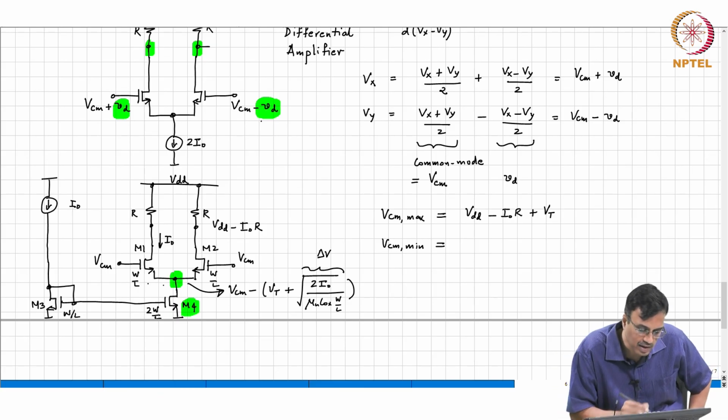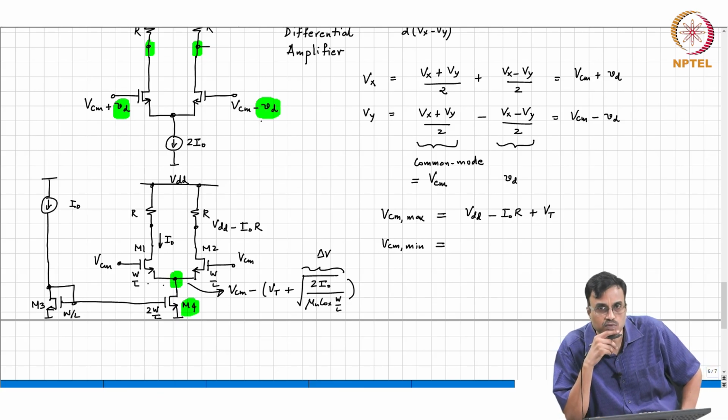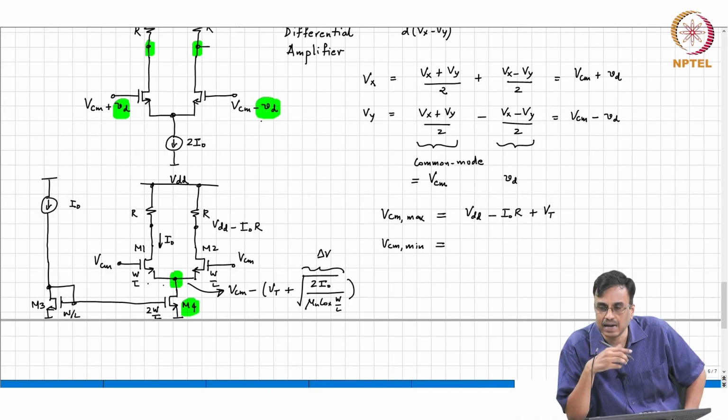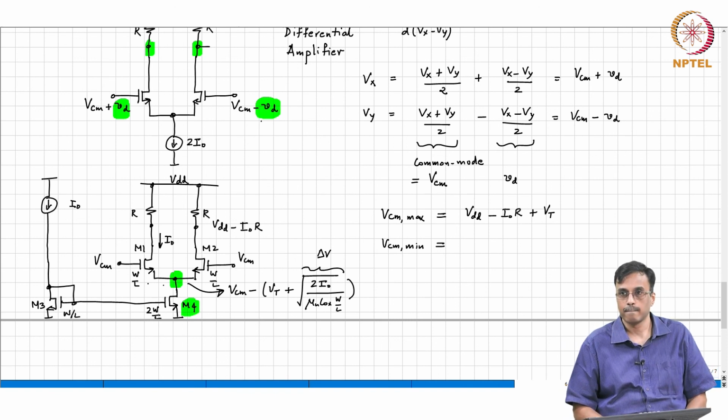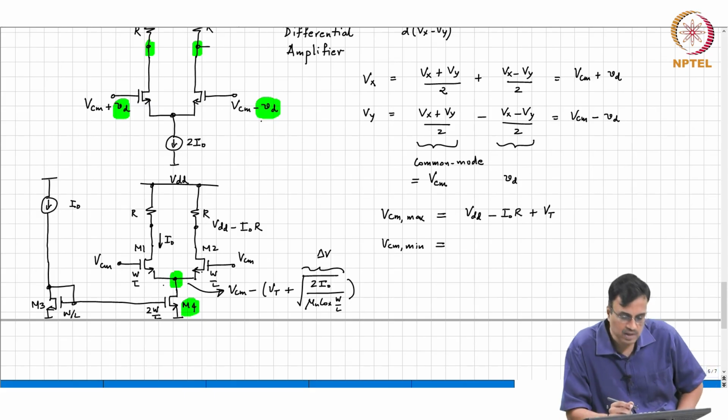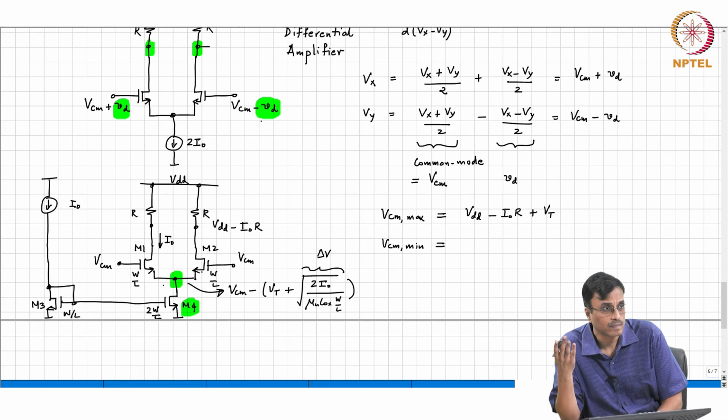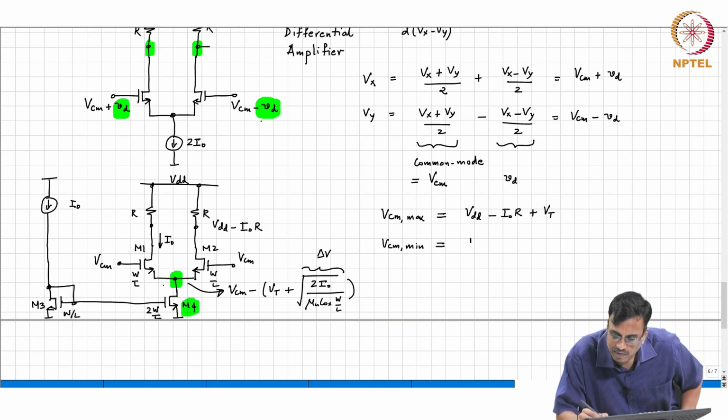Okay. So, this is delta V. So, then what is the minimum common mode voltage VCM? The source voltage is at delta V. So, what must the gate voltage of M1 and M2 be, so that the source voltage is at delta V? The gate source voltage of M1 and M2 is nothing but Vt plus delta V. So, the source is at delta V. So, what is the minimum common mode input voltage? Vt plus 2 delta V.